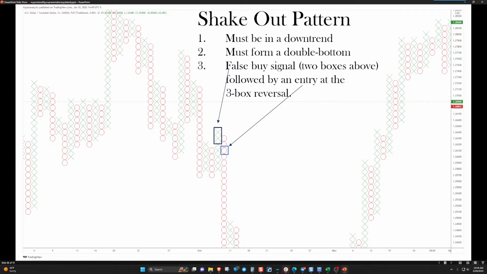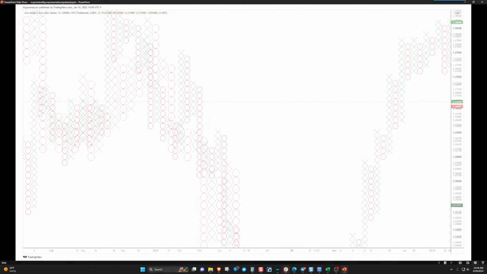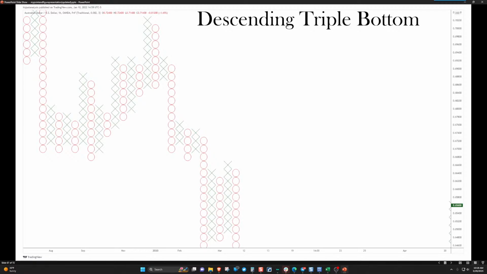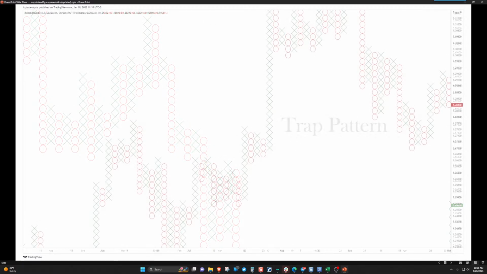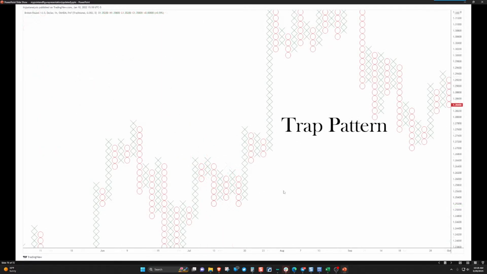Oftentimes I've suggested that people look at catapults and shakeout patterns before anything else, get used to those because a lot of the principles of the other patterns are really involved in those two. And then we have descending triple bottoms and ascending triple tops. It's very simple. You have this column of O's and then it reversed, came down, double bottom, broke down below there. So there's a second low. This is the next lower low, does the same thing, and then the entry's right on that third low.